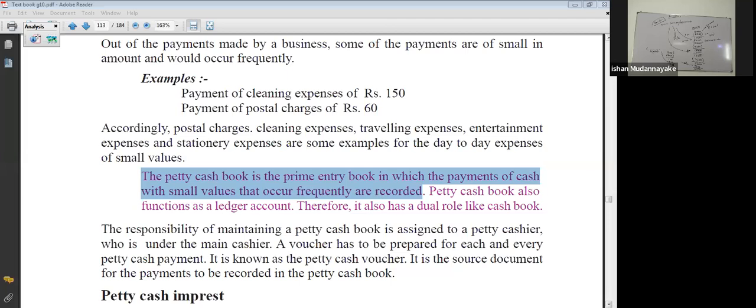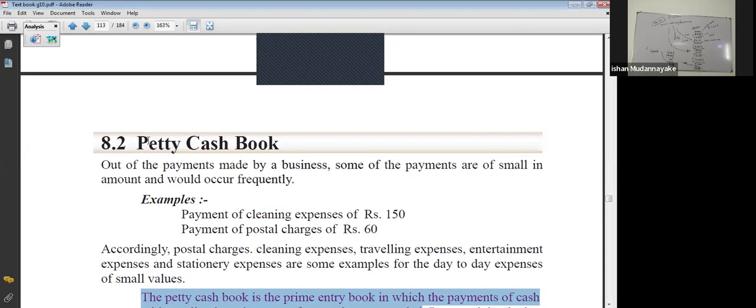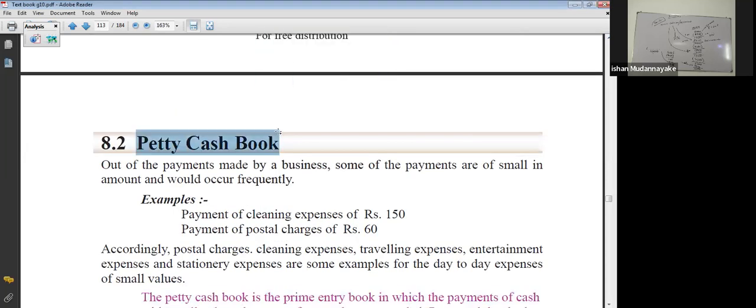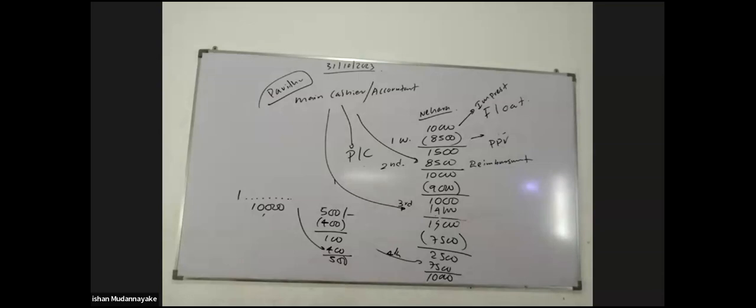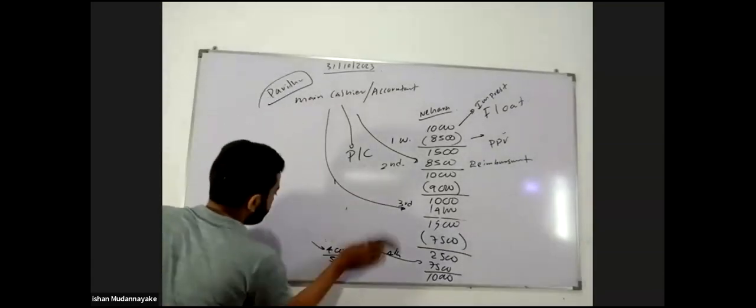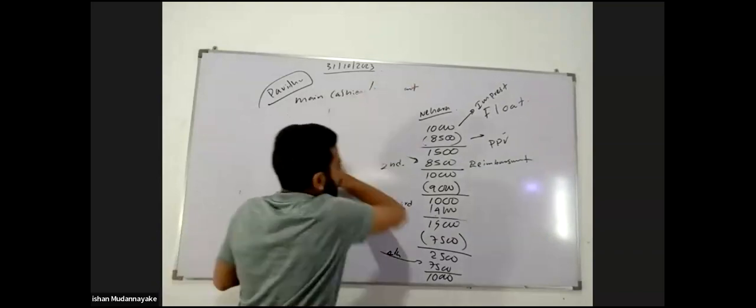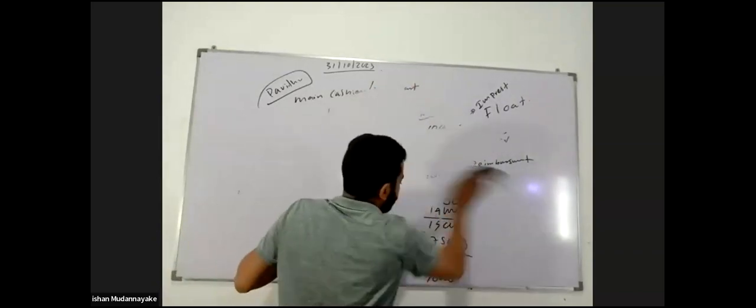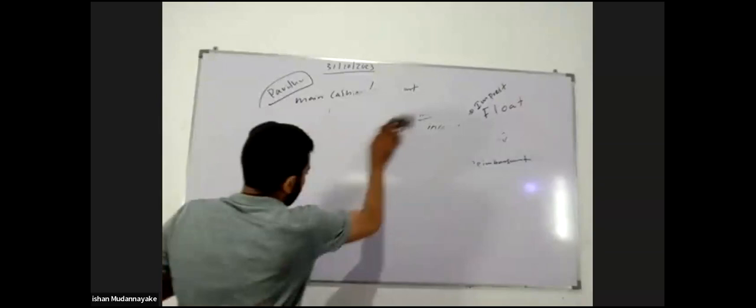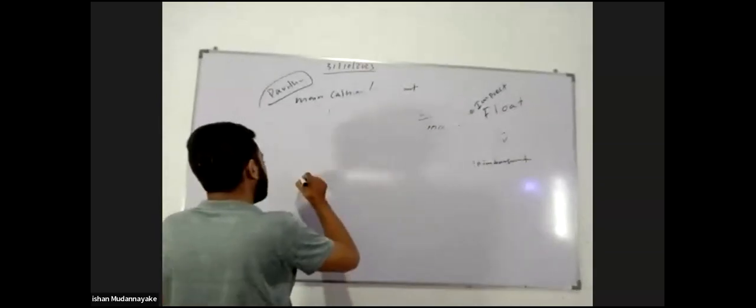Right, now please highlight this point. And then, students, quickly go to this topic. In front of this topic, please put 2 arrows and then write down. In front of the cash book topic, write down like this: petty cash book.